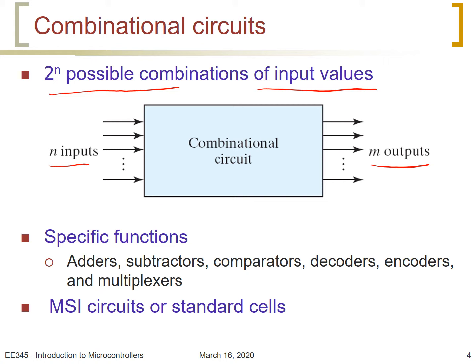Each circuit usually performs a specific function. As an example, it can perform the function of addition, so it can add 2 numbers, A and B, and give the result, the sum, as the output, or it can subtract 2 numbers, or it can compare 2 numbers to tell us whether A is greater than B, or equal to B, or less than B, or it can act as a decoder, or encoder, or multiplexer, and we will explain all these later on in this chapter.